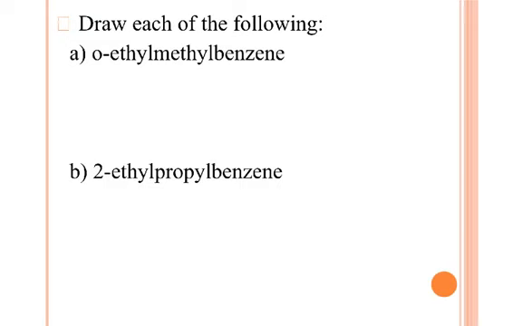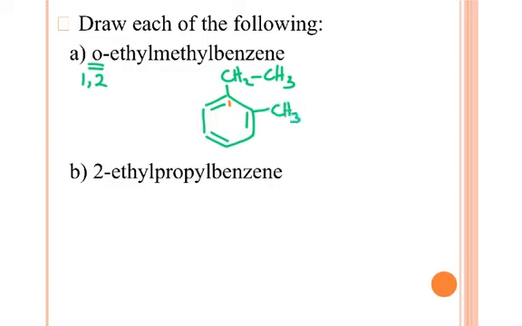So we've got an O-ethylmethylbenzene. So starting with my benzene ring, I'm going to do the double bonded ones here like this, just to show you how interchangeable they are. This is an O. So this means a 1,2 location for my 2 substituents. Again, I get to decide where the number 1 is. I like to put it at the top, but you can put it anywhere you like. That means my ethyl will go here, and my methyl will go here.